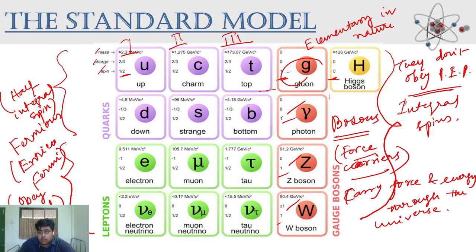But for Higgs boson, the spin is 0. Yeah, it is an integral spin, so it is a boson, but its spin is 0. So that's why Higgs boson is also known as the scalar boson.